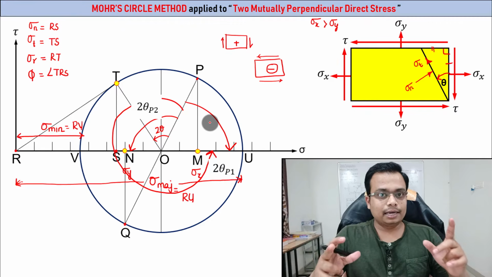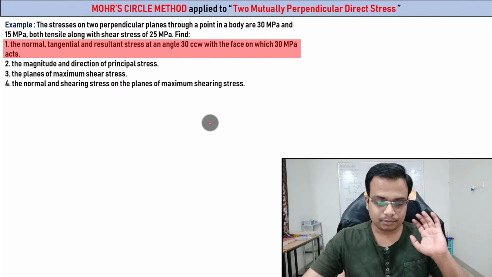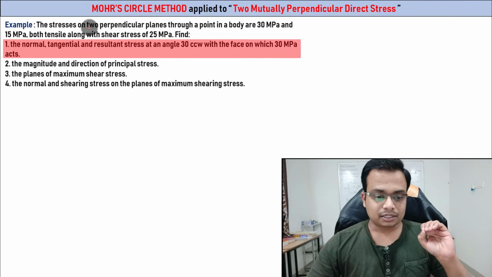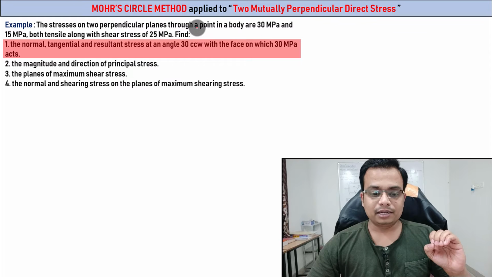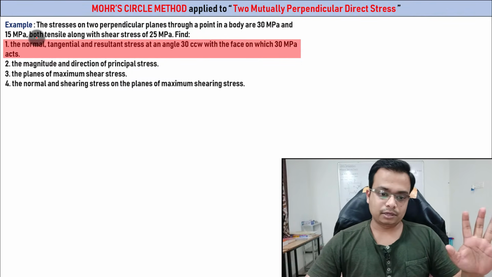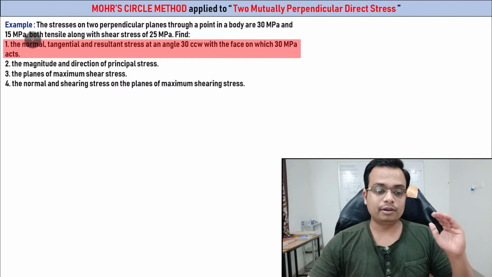Now let me take a real case. Let me take up a problem and let's see what happens. Let us just try to read that entire description. The stresses on two perpendicular planes through a point in a body are 30 MPa and 15 MPa. These are two perpendicular stresses, or stresses on two perpendicular planes.